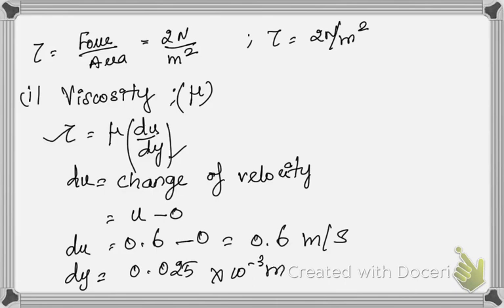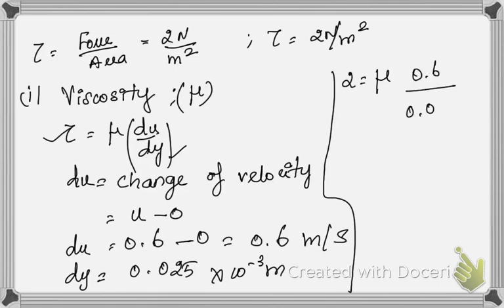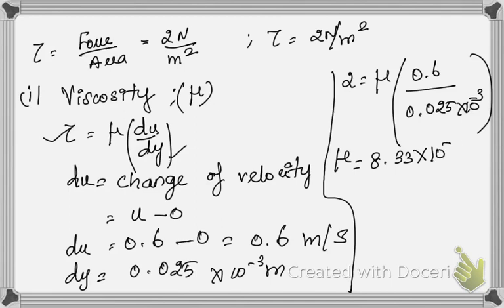So here we know the value of du, dy and tau. So easily we can substitute. Tau value is 2, mu value we don't know, we have to get the value of mu, du value is 0.6, and here 0.025 into 10 power minus 3. I will be getting mu is equal to 8.33 into 10 power minus 5 Newton second per meter square.